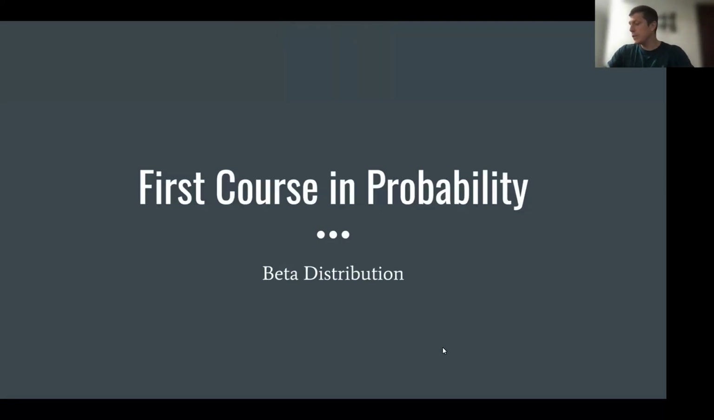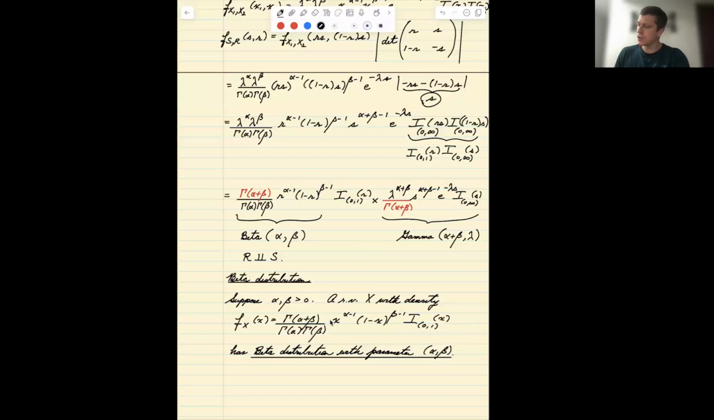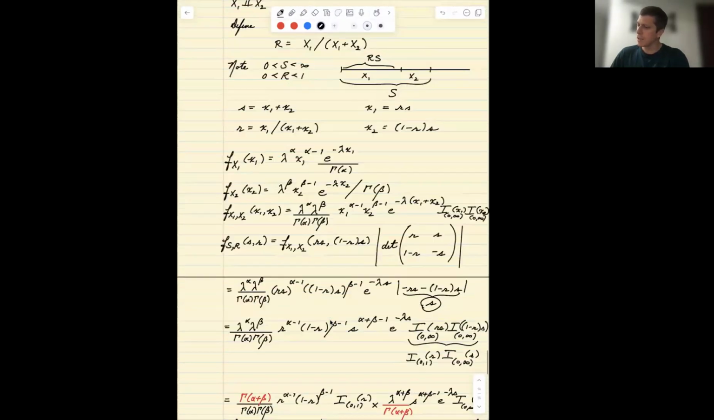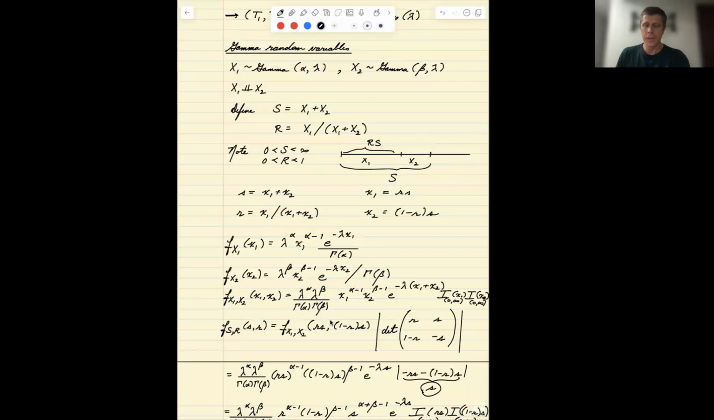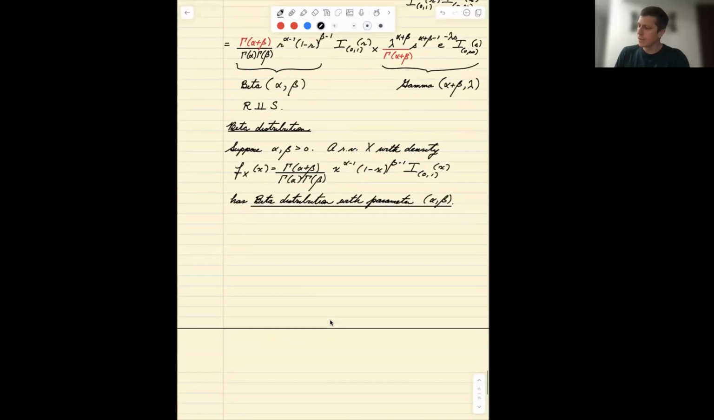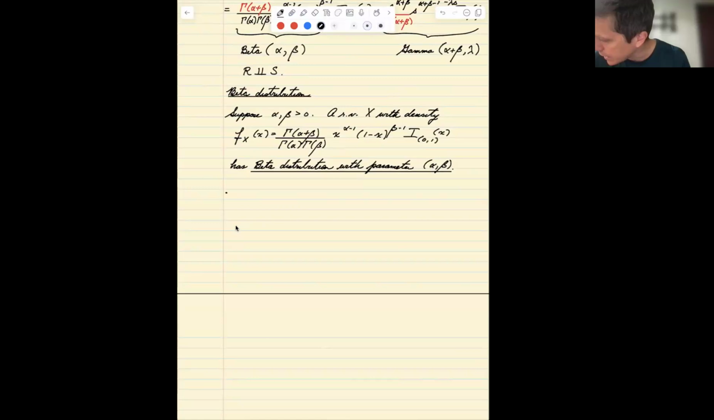Okay, we derived the beta distribution last time as the relative size of two independent gamma random variables, as we showed in this example here. And we derived its density in this way. What I want to do now is show some related distributions to the beta, and some of its properties.